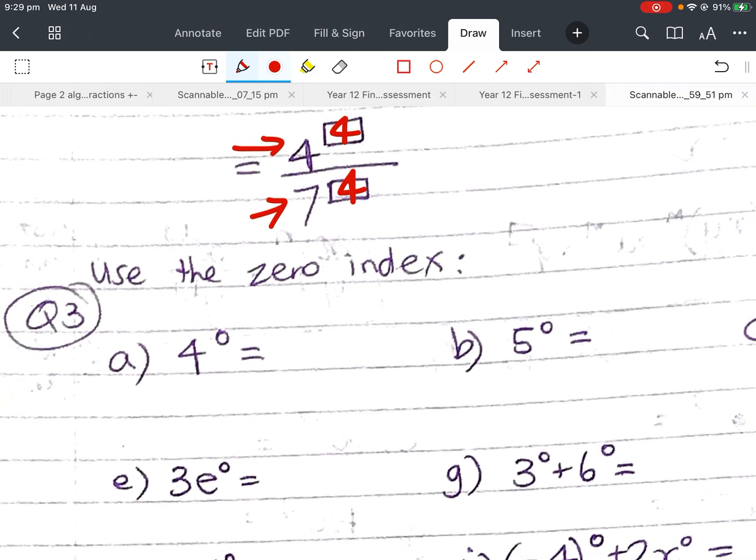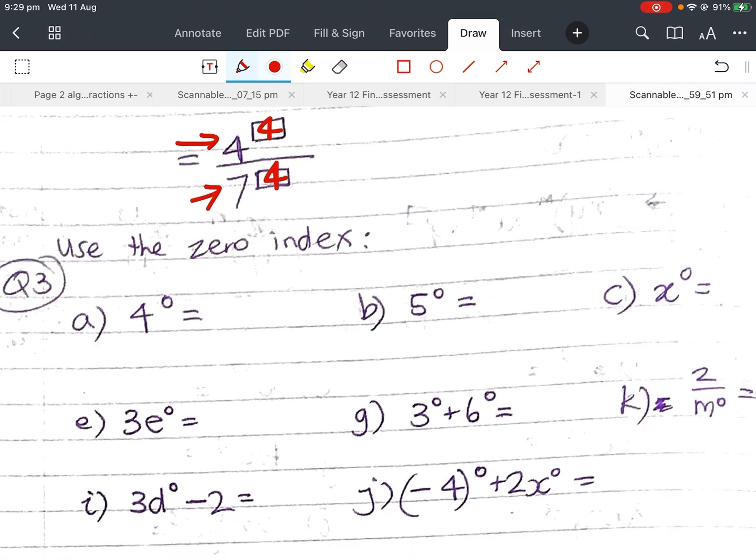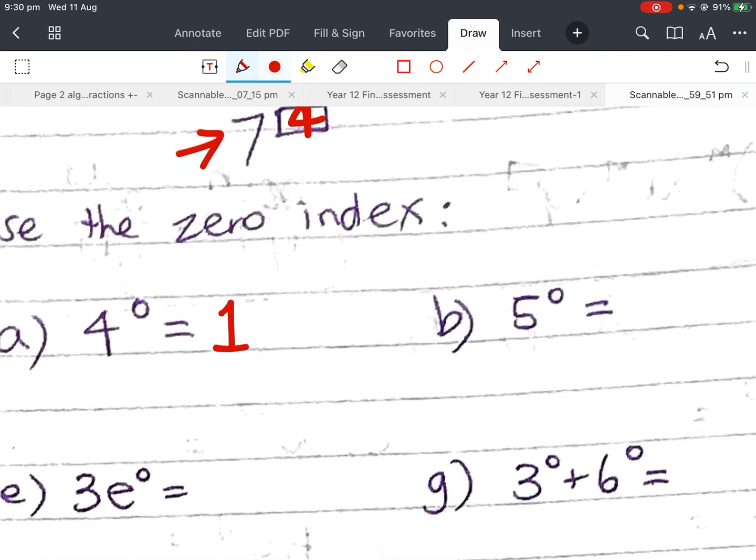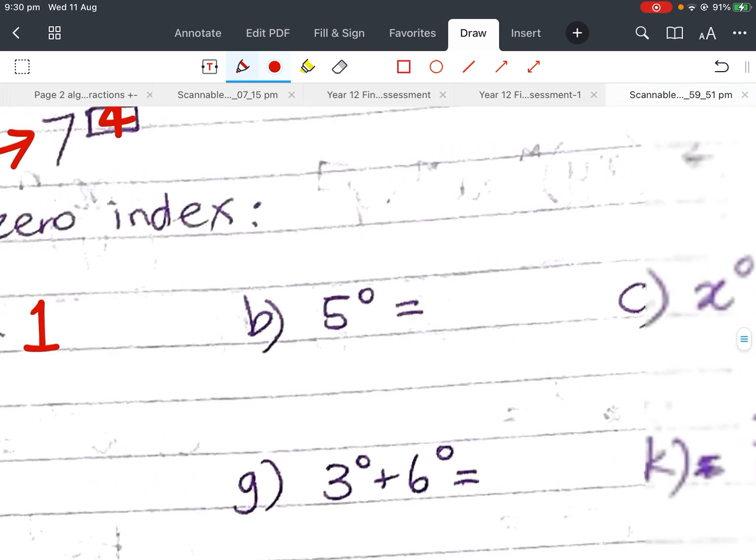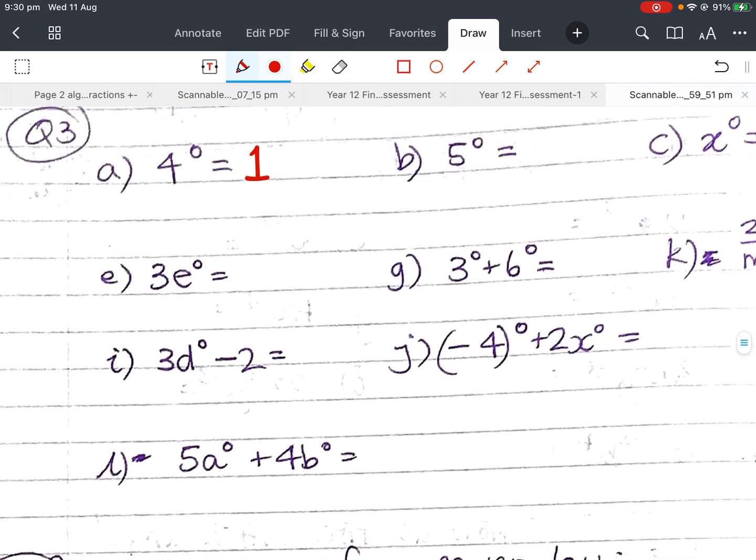Alright, so 0 index. I'm only going to do a couple. You're going to do the rest, and you can either check your answers or watch my video to find your answers. So remember, the rule is anything to the power of 0 equals 1. So try B and C on your own now. You should be able to work those ones out. Now E, it gets a little bit trickier.